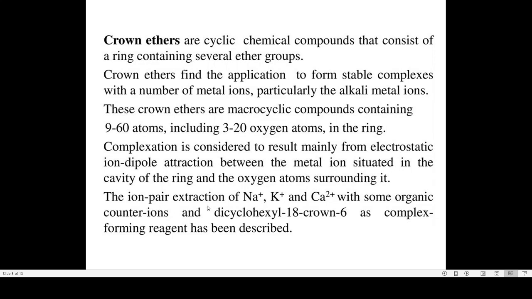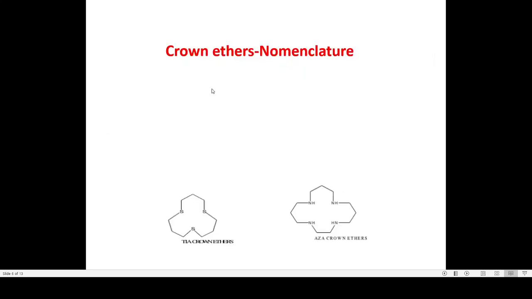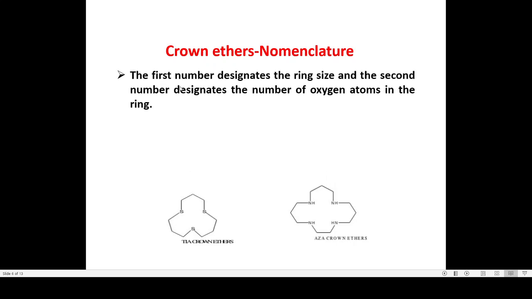The ion pair extraction of sodium Na+, K+, and Ca2+ with some organic counter ions and dicyclohexyl 18 crown 6 as complex forming reagent has been described. Coming to the nomenclature of the crown ether, the first number designates the ring size and the second number designates the number of oxygen atoms in the ring.